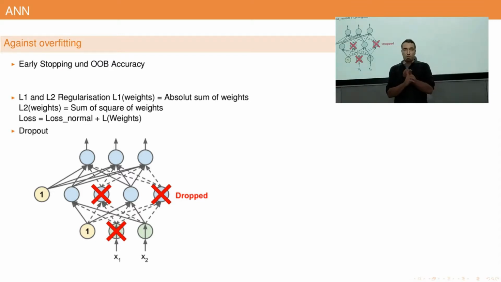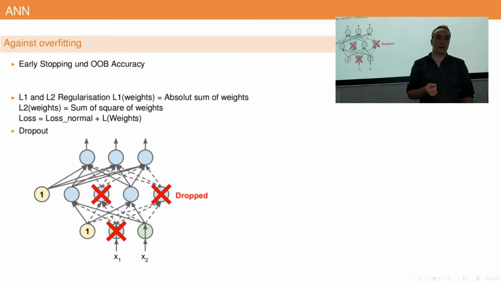Early stopping is not just good because of the calculation costs. It's good against overfitting as well. It's better to stop at a certain point and not to try to get another 0.05% accuracy out of it. Next thing you can do is regularization.